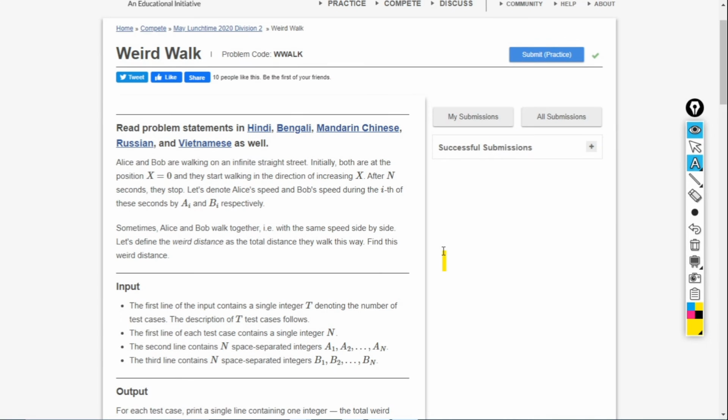Now we will discuss the second problem of May Lunchtime 2020 Division 2. So the problem is we are given two persons A and B. They both are running at some speed for some distance. For a unit distance they travel with some speed. Their speeds are given. So we have to find for how much distance they will walk together.